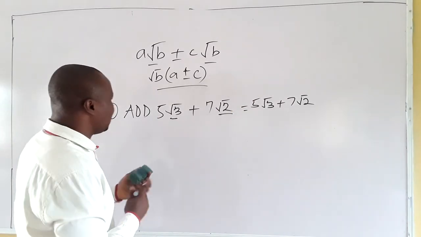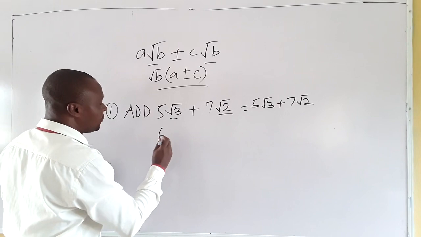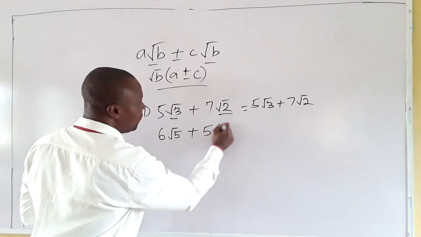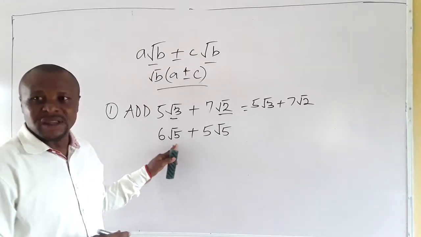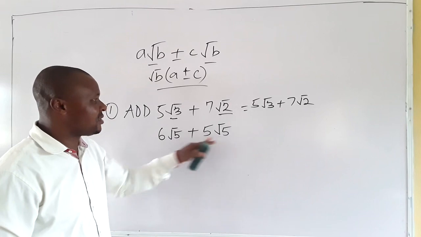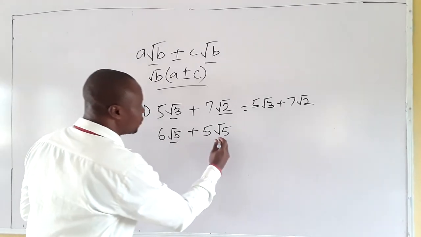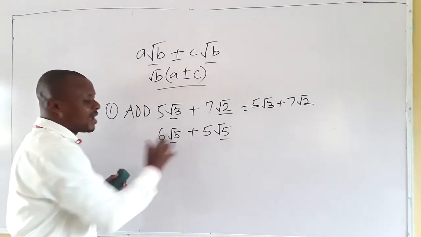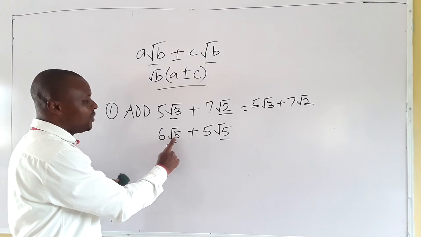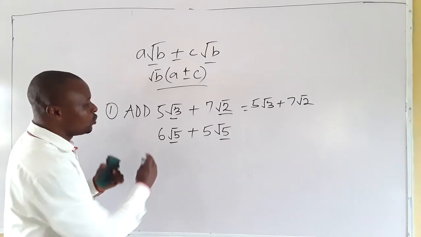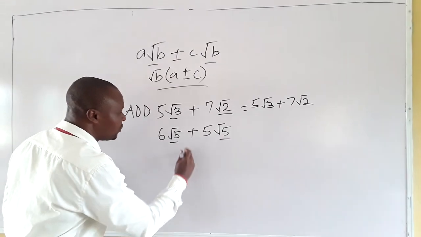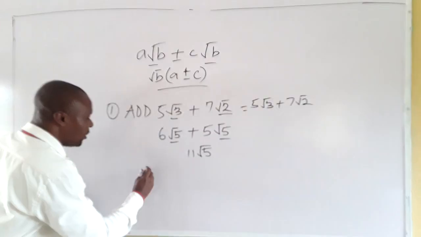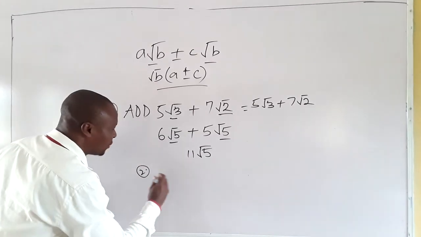Now let us consider when they are the same. We can have 6 root 5 plus 5 root 5. We can see that in this case the surds are of the same order, because the number under the square root sign is 5 in both. Since they are the same, the surds can be combined. You have 6 root 5 here and 5 root 5 here. So altogether, when this is added, 5 plus 6 gives us 11 root 5.